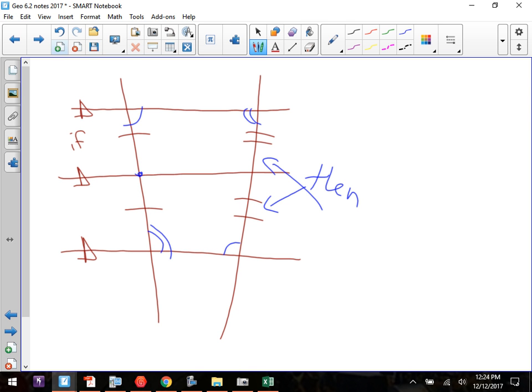And quite honestly, the problems that you'll see with this is that these might have like an 8 and an 8, and this one is 12.